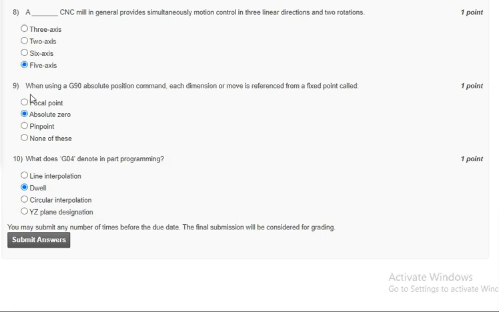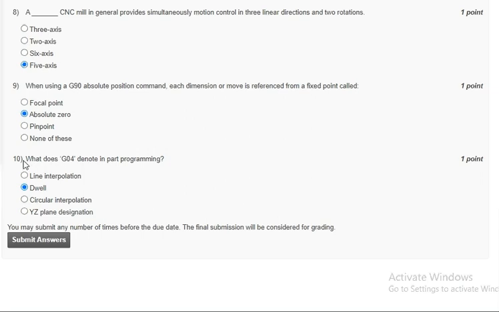Okay, the next, when using a G90 absolute position command, each dimension or move is referenced from a fixed point called absolute 0. So the reference point is absolute 0 for question number 9.